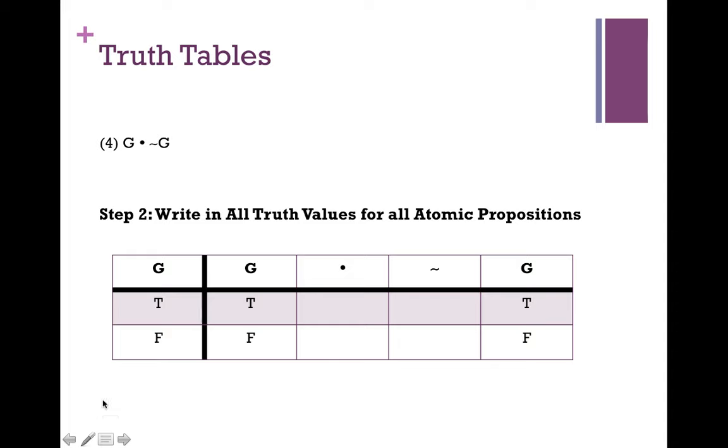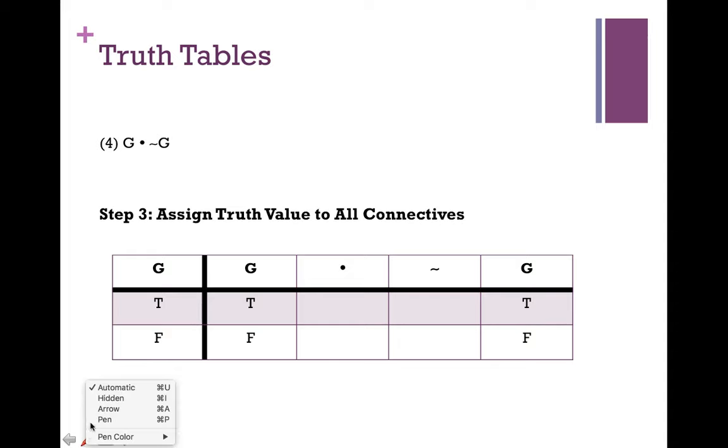Now we're going to follow on to step three and assign truth values to all the connectives. Since this and is our main connective, we're going to save that for last. So the only other option is to start here at not. For that, we're going to use the truth values underneath G because we're saying not G. So we just take the opposite. The opposite of true is false. The opposite of false is true. And we put them here. Now we're going to calculate and.